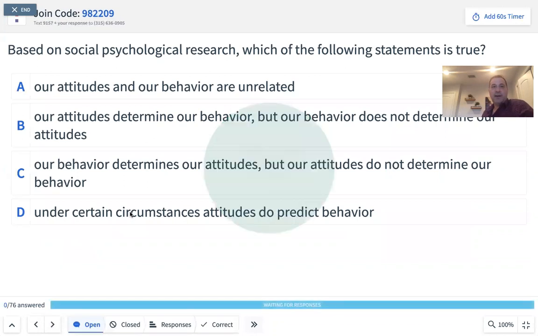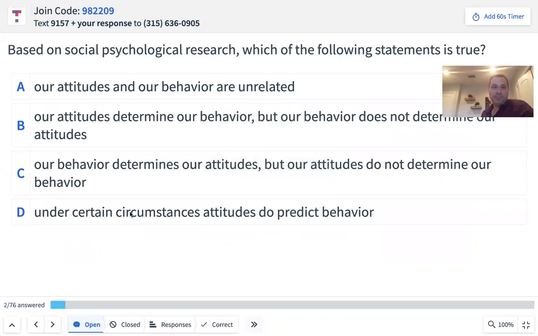Okay, question 5. Based on social psychological research, which of the following statements is true? A, our attitudes and our behaviors are unrelated. B, our attitudes determine our behavior, but our behavior does not determine our attitudes. C, our behavior determines our attitudes, but our attitudes do not determine our behavior. Or D, under certain circumstances, attitudes do predict behavior.